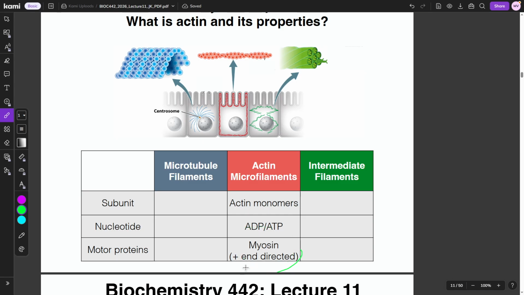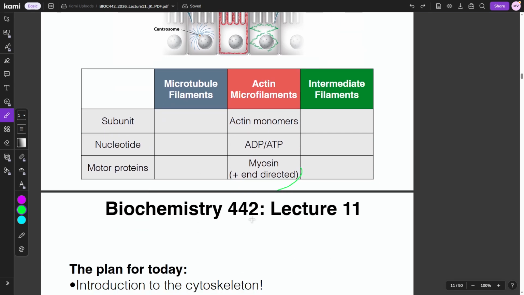And so we should be able to do this for microtubules. What are the subunits for microtubules? It's going to be a heterodimer of alpha-beta tubulin. The nucleotide is going to be GTP/GDP. And the motor proteins that are involved with microtubules, specifically that you guys have talked about, are going to be dynein and kinesin, once we have talked about them a little bit more.